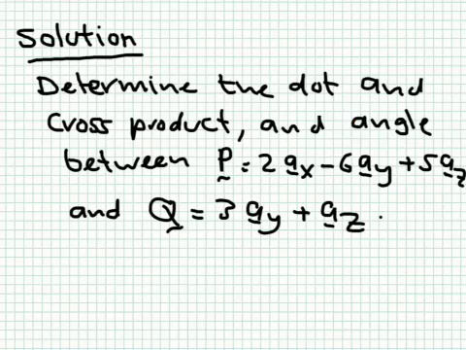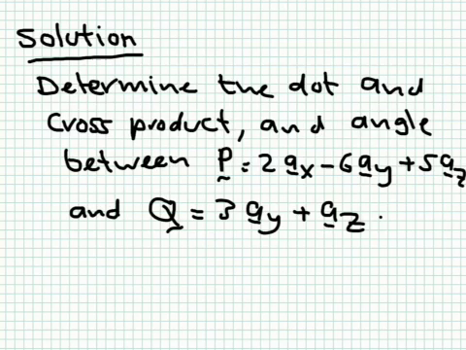Let's have an example on that. We'd like to get the dot and the cross product and the angle between the two vectors. B is equal to 2ax minus 6ay plus 5az, and q is equal to 3ay plus az. So here q does not have an x component. Its x component is equal to 0. It only has components in the yz plane. It is parallel to the yz plane. It's normal to the x-axis.